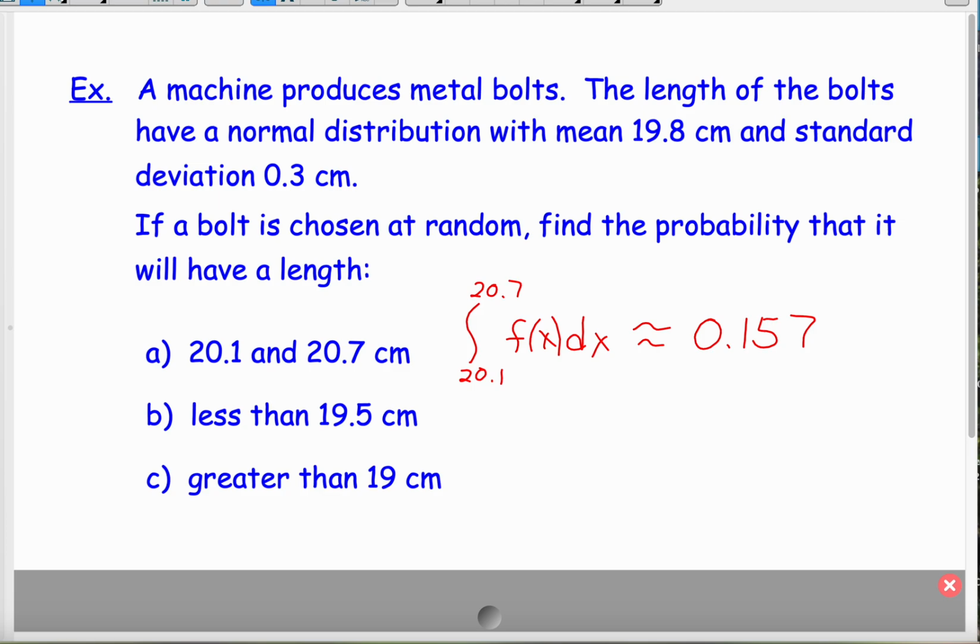Less than 19.5. Now this is where it gets a little interesting, so I'm going to write the integral first. That's going to be from negative infinity to 19.5 of my function. Now let's grab the calculator and see what we get for this.